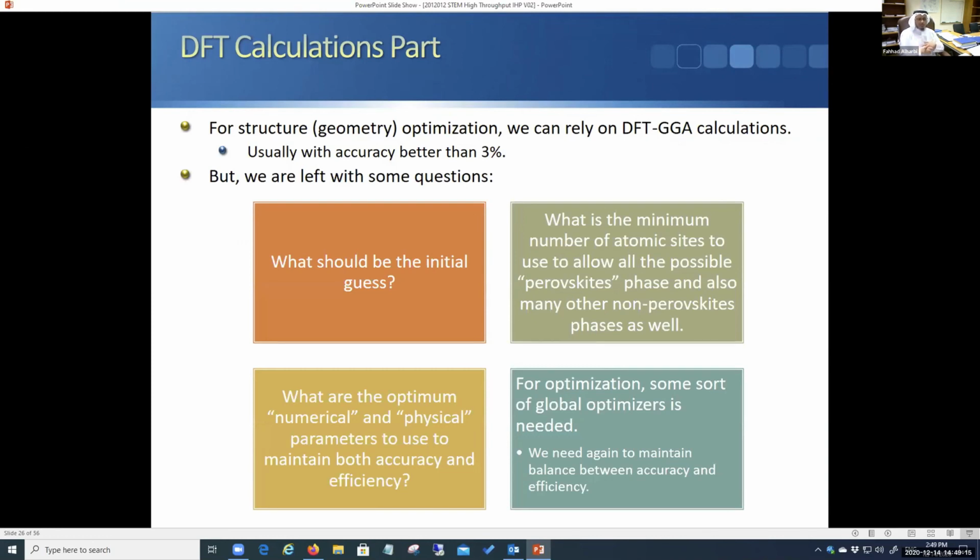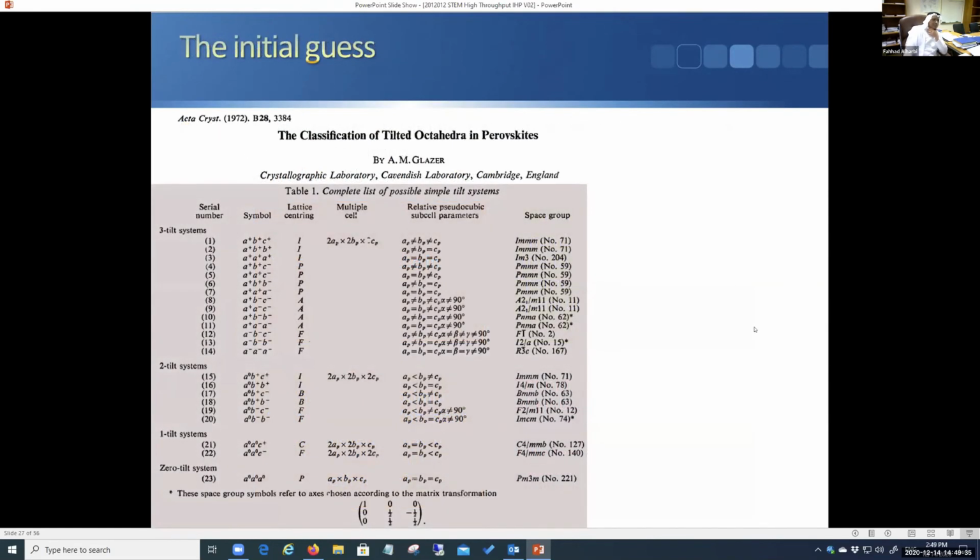Second, what are the optimum computational and physical parameters for the calculation? Third, what is the minimum number of atomic sites to use to allow the possible perovskite phases? Fourth, for the optimization, we are looking for the global minima, so we need some global optimization scheme.